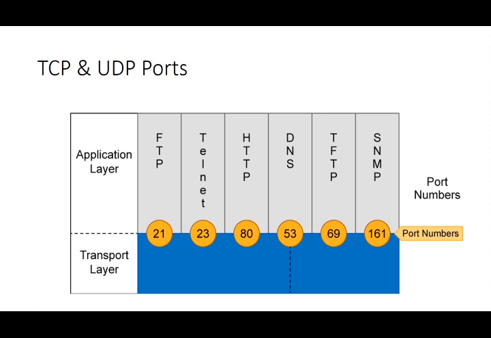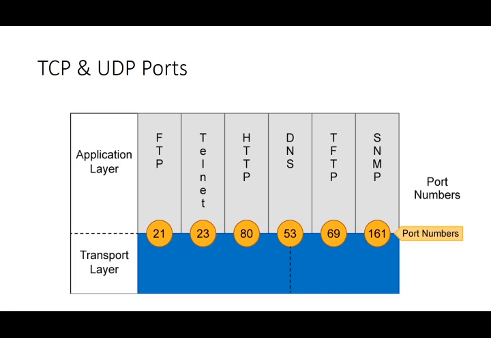Now IANA controls the port numbers. Some applications that we use quite often have assigned dedicated port numbers, and that's what we see here. For example, FTP is assigned TCP port 21. More specifically, it is assigned both TCP and UDP port 21, but the application itself makes use of TCP as its transport layer protocol. The same is true with Telnet and HTTP.